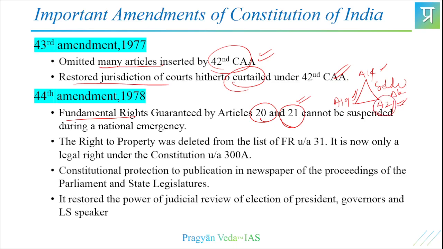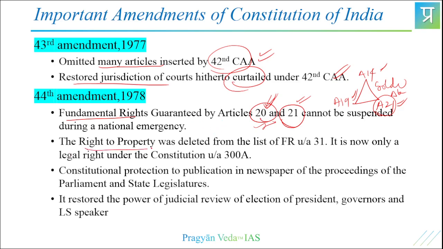So they are mostly curtailed during national emergency, and Article 20 is regarding the accused in a case. So various provisions were given under Article 20 for safeguarding the fundamental rights of an accused person in a particular case, and they were suspended during emergency. And to undo those things, various amendments were brought.